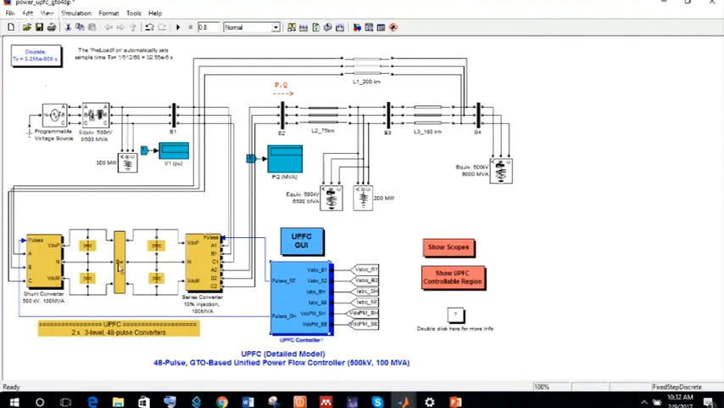Now, when the switch is open, it can be used as a shunt converter. When the switch is closed, it can be used as a UPFC, and also independently it can be used as an SSSC. This is the main advantage, that the same UPFC you can use as either STATCOM or SSSC or UPFC depending upon the switch position.